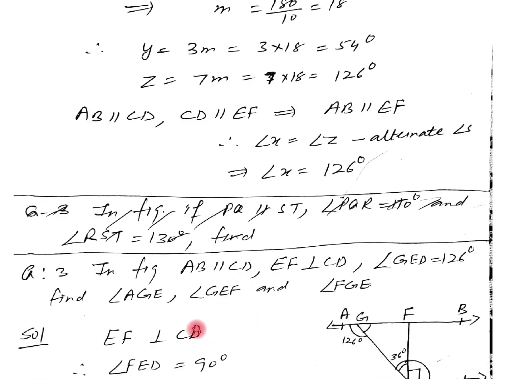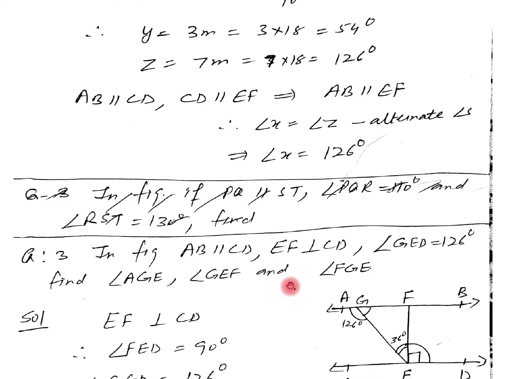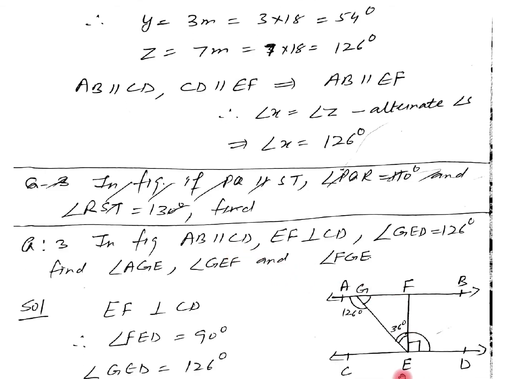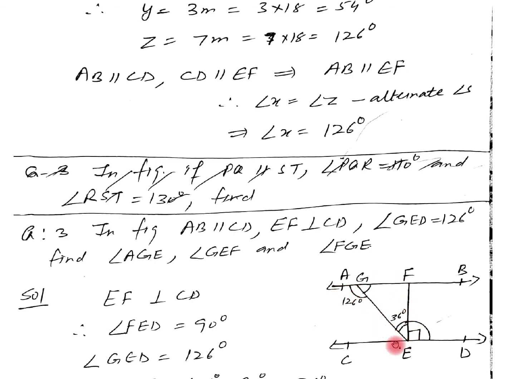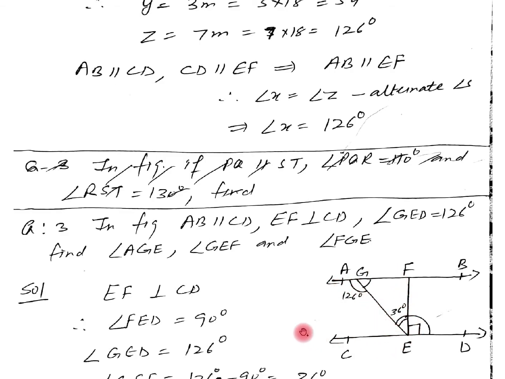Now here the third question is, in the figure AB parallel to CD and EF perpendicular to CD. Angle GED is given to be 126 degree. We have to find angle AGE, angle GEF and angle FGE. These three angles we have to find out.